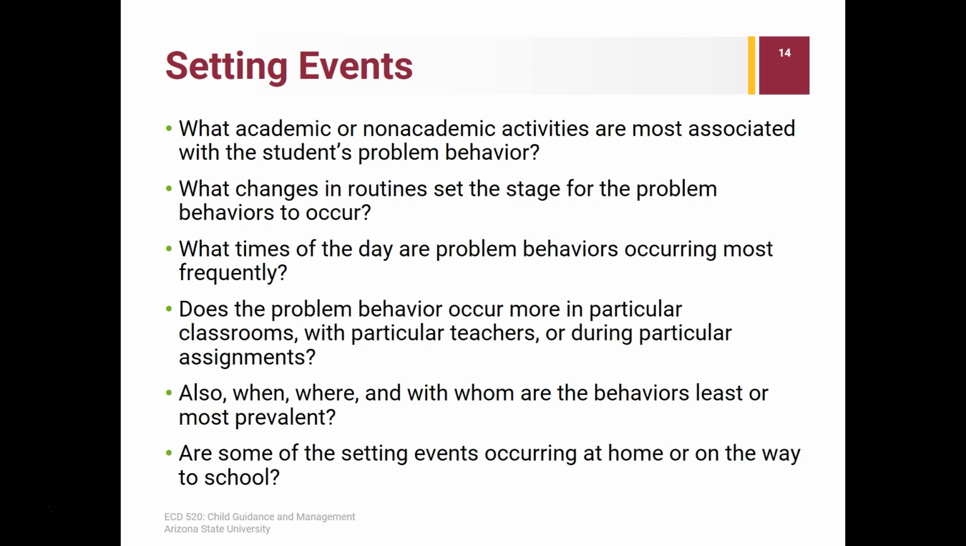Also, when, where, and with whom are the behaviors least or most prevalent? Are some of the setting events occurring at home or on the way to school? Asking these questions can help us learn to predict and prevent problem behaviors. One of the best ways to predict future behaviors is to analyze the function of the behavior by looking more closely at using the ABC data.